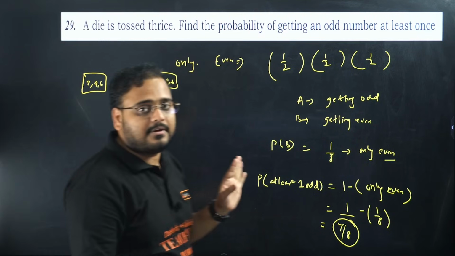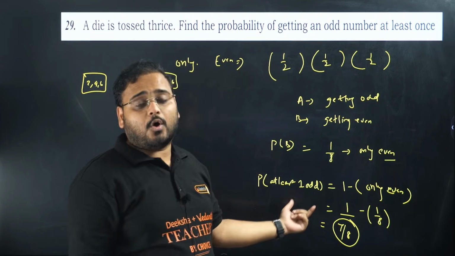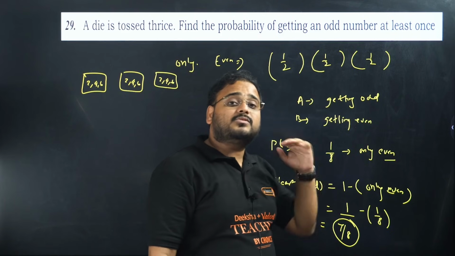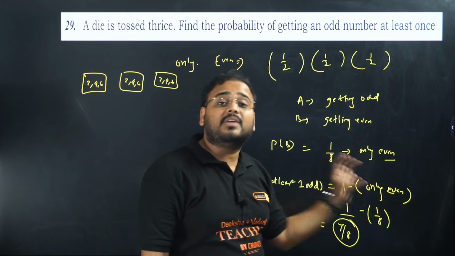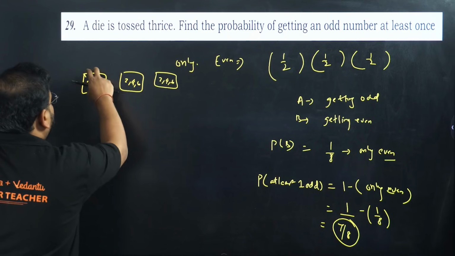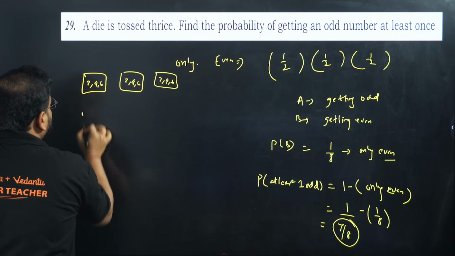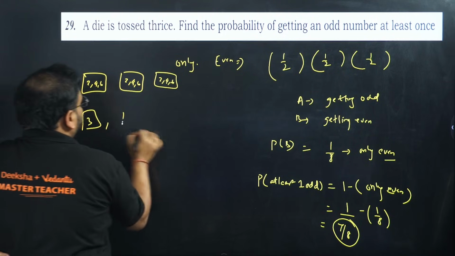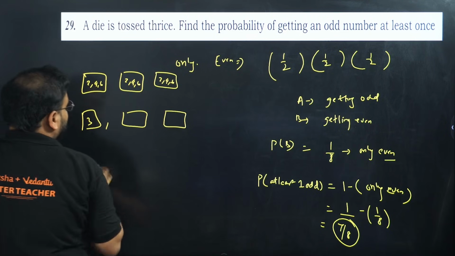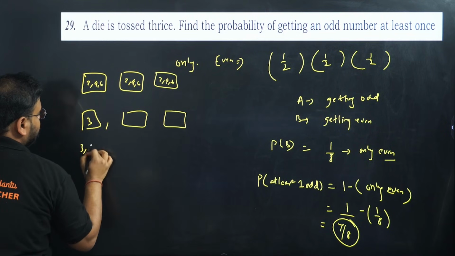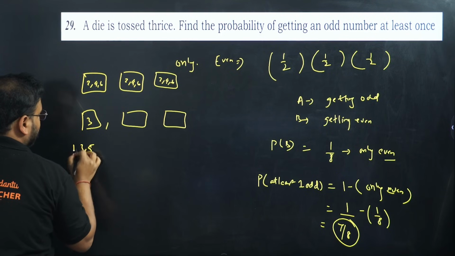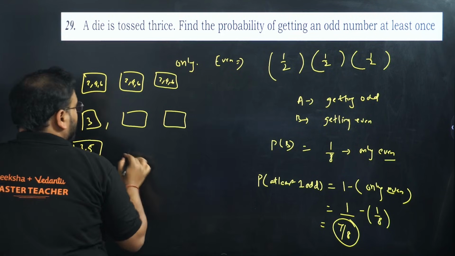So 1 by 8. I want to get at least one odd. At least one odd means one or more. It means I have to remove the chances of all the evens. Only the even case I have to remove. It means either this should be odd, so I can have 3 here and this can be anything, right? Or I can have this also odd, basically 3, 5 and 1 here. Or I can move to both places.